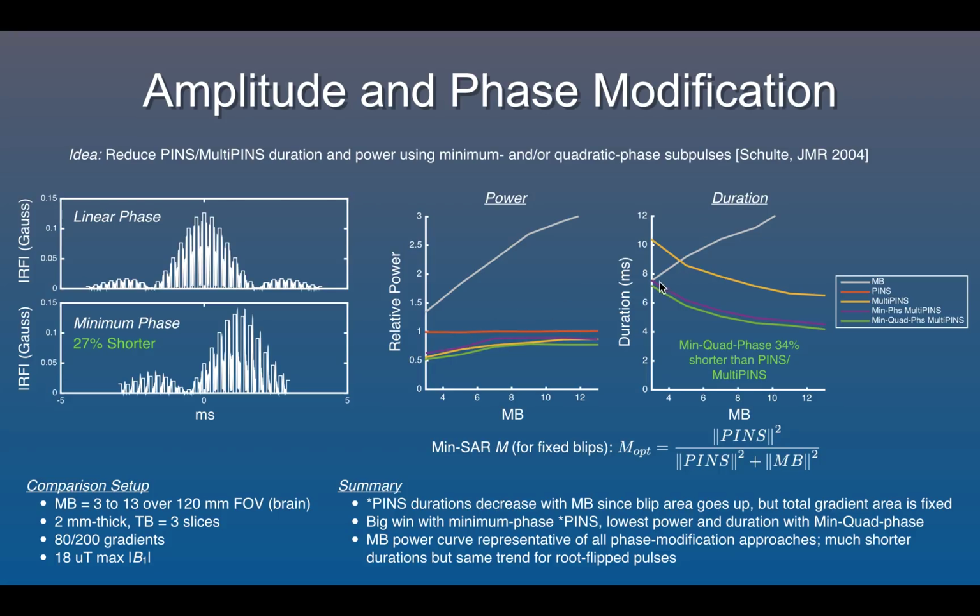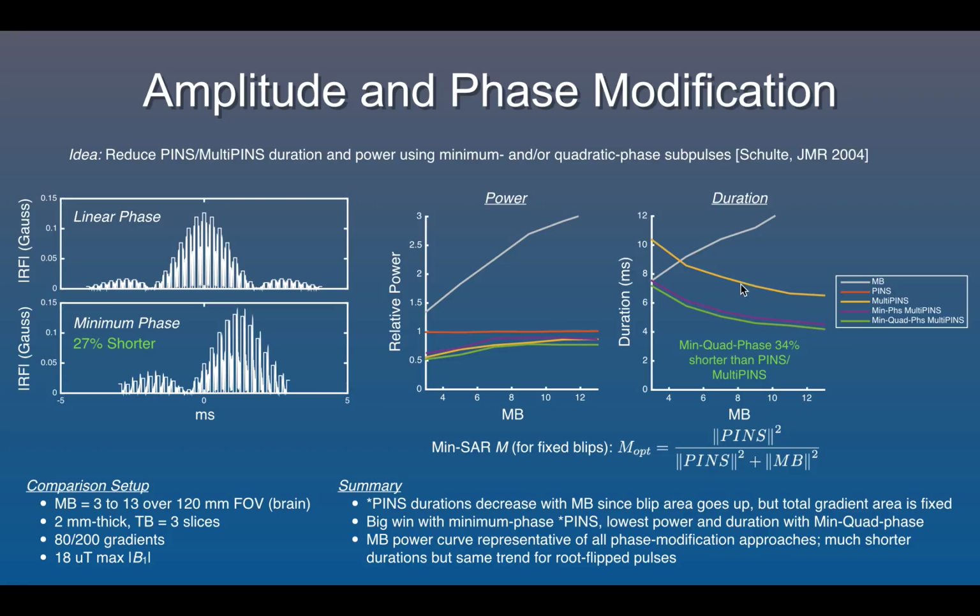Then the duration of the pulse is an interesting story. Here we have again that the multiband pulse's duration is going to increase with multiband factor. The multi-PINS and PINS pulse durations are superimposed on top of each other, and they actually decrease somewhat as you increase multiband factor, and that's because you get larger and larger gradient blips since you have smaller gaps between the slices for a given fixed field of view.